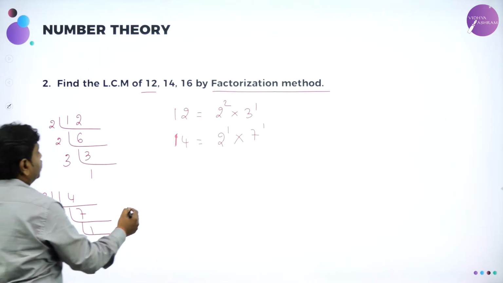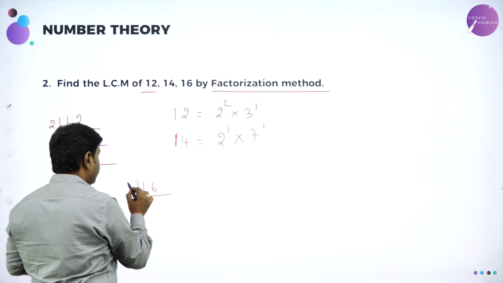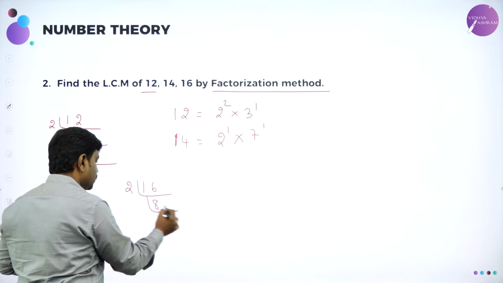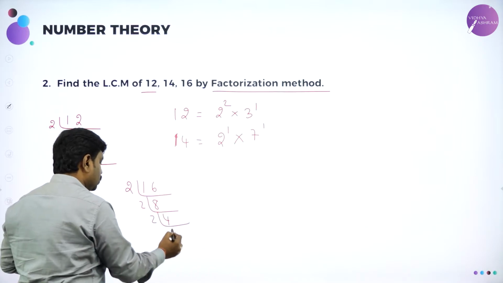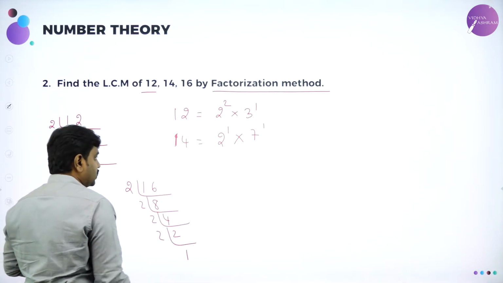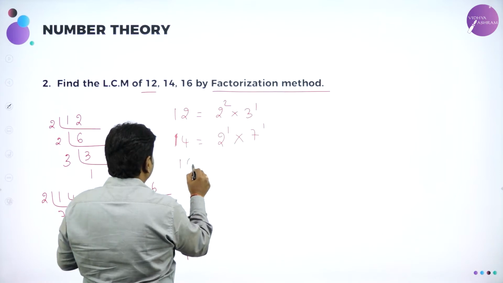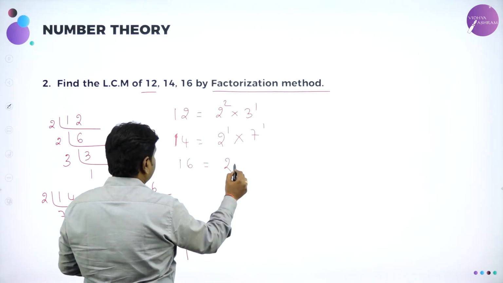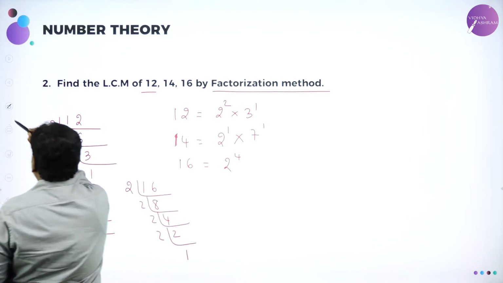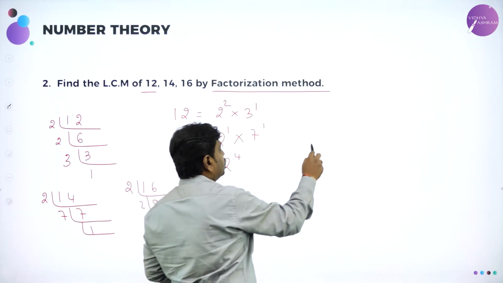Now the third number, 16. Do prime factorization. 2 8s are 16, 2 4s are 8, 2 2s are 4, 2 1s are 2. So they have given 16. 16 can be written as 2 power 4. Now we need to write the LCM.